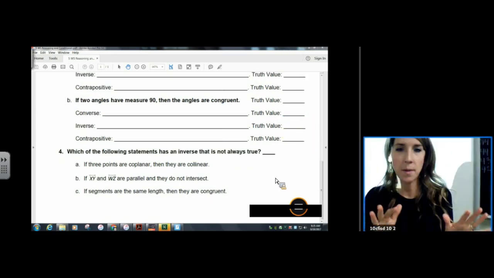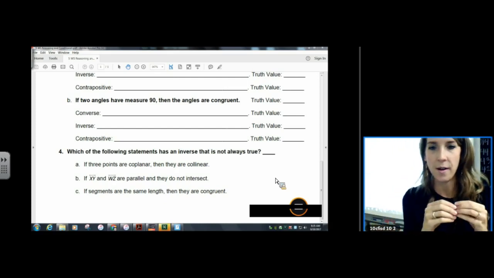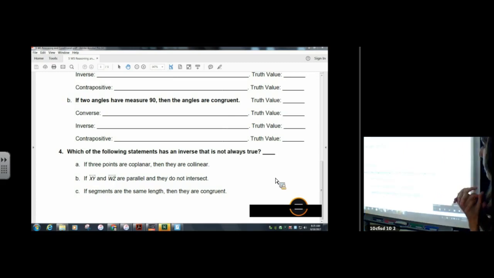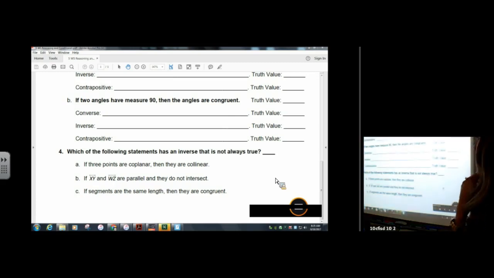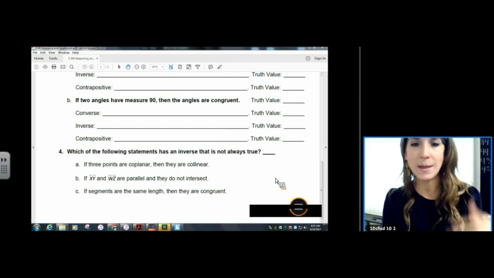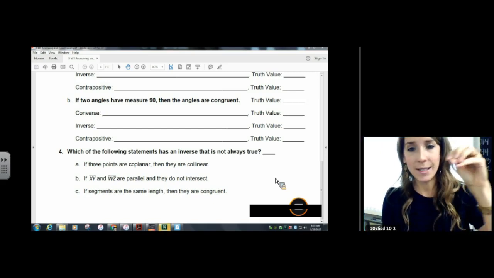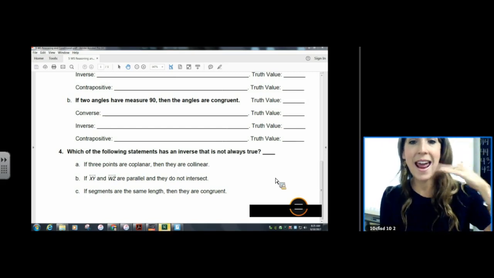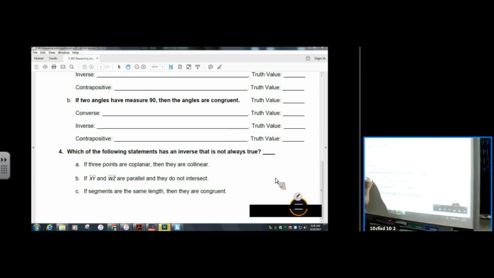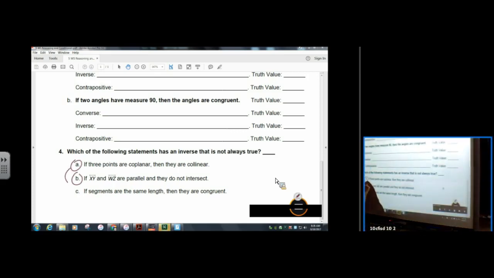I don't know how I feel about 4A, so I didn't write this and it's kind of weird to me. So let's figure out what I want to say about 4A. Which of the following statements has an inverse that is not always true? I think the answers just needed to be typed different. I think when it says which of the following, I think the answer should have been A and B. Do y'all agree? I think it should have been A and B. So I need to change that.